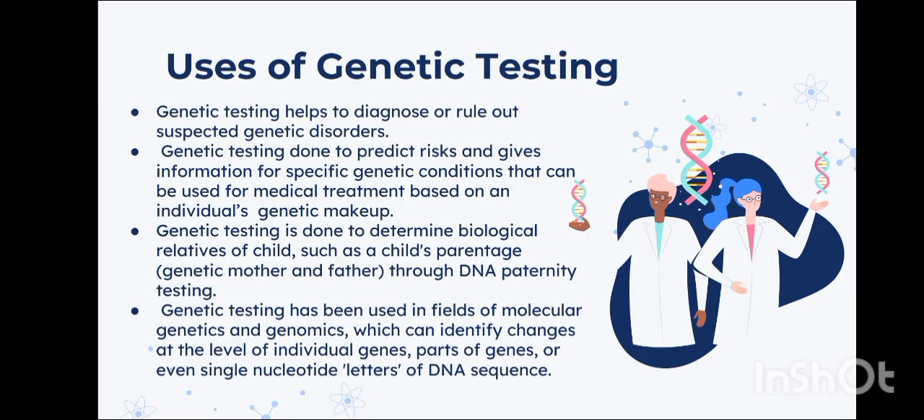So, uses of genetic testing. Let's see what the uses are. Genetic testing helps to diagnose or rule out suspected genetic disorders. Genetic testing is done to predict risk and gives information for specific genetic conditions that can be used for medical treatment based on individual genetic makeup. So by genetic testing we can identify any predictable risk or information for specific genetic conditions, so we can immediately start medical treatment based on that individual's genetic makeup.